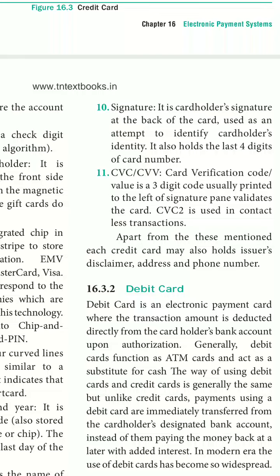Next is CVC or CVV, credit card verification code or value. Card verification value consists of three digits, usually printed at the left side of the signature panel. CVC2 is usually used in contactless transactions.